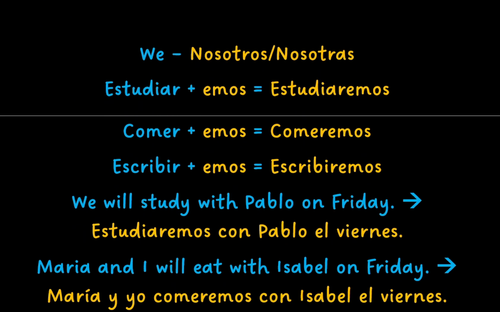We in Spanish is nosotros or nosotras. And to conjugate this, we add E-M-O-S. So to say we will study, estudiar becomes estudiaremos. To say we will eat, comer becomes comeremos. And to say we will write, escribir becomes escribiremos.